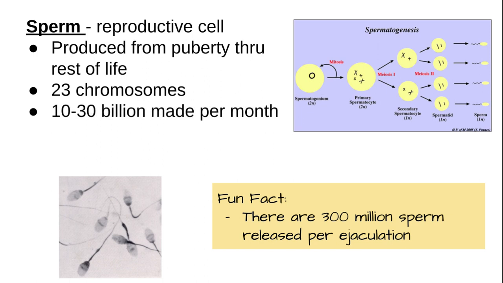And whereas we said there was only one egg made each month, there are 10 to 30 billion sperm made each month. That's like a lot of chances of potentially finding an egg. I don't need you to memorize this number, 10 to 30 billion. I just need you to know it's a lot, like millions and billions. Whereas an egg, only one egg each month. And then they're going to live 3 to 5 days. So remember, an egg lives 24 hours. Sperm are going to live 3 to 5 days.